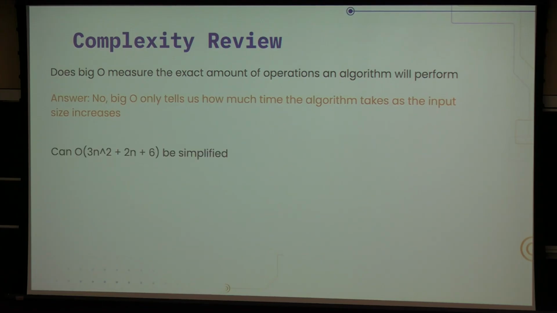Okay, so the next question. Can O of 3n squared plus 2n plus 6 be simplified? Yes, correct. Because as n goes to infinity, n squared grows much larger than n, or a constant. So we can essentially ignore the 2n plus 6. And in time complexity, constants don't matter. So we can also ignore the 3 here. So we're ignoring the lower degree terms, n to the 1 and n to the 0, and we can ignore the constant here. So this would just be O(n squared).